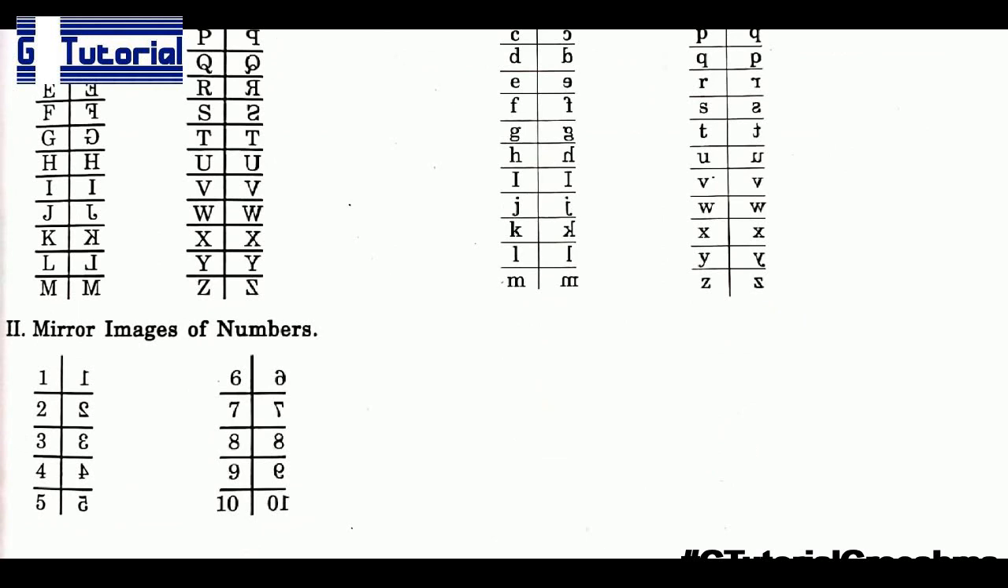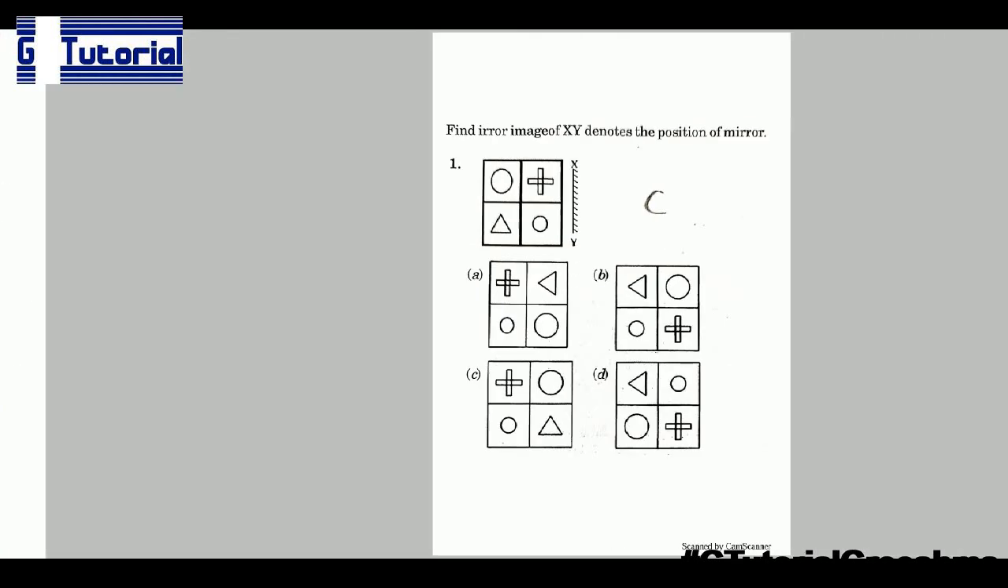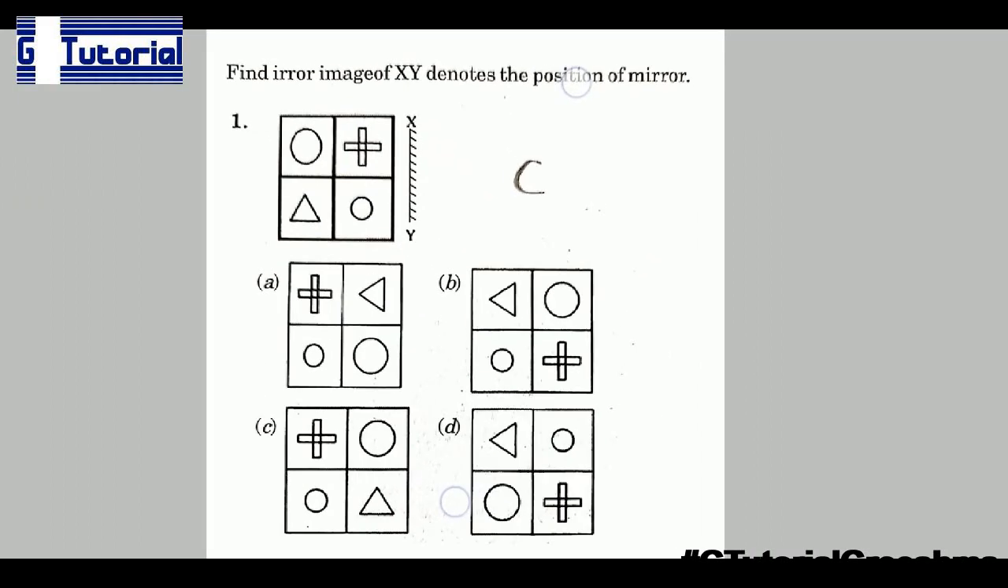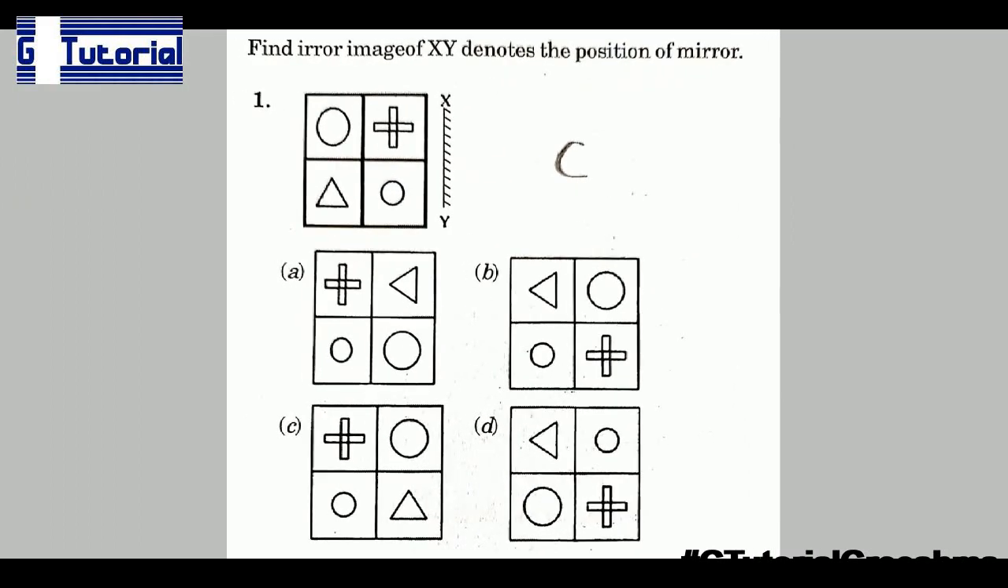Okay, now we can move on to the problems. This is the first problem. Suppose XY is a line that denotes the position of the mirror, and the mirror is placed in front of the object. Let us consider the left side and the right side of the object. On the right side of the object, a plus and a smaller circle appear. So, as I mentioned before, whatever is on the right will appear on the left in the image.